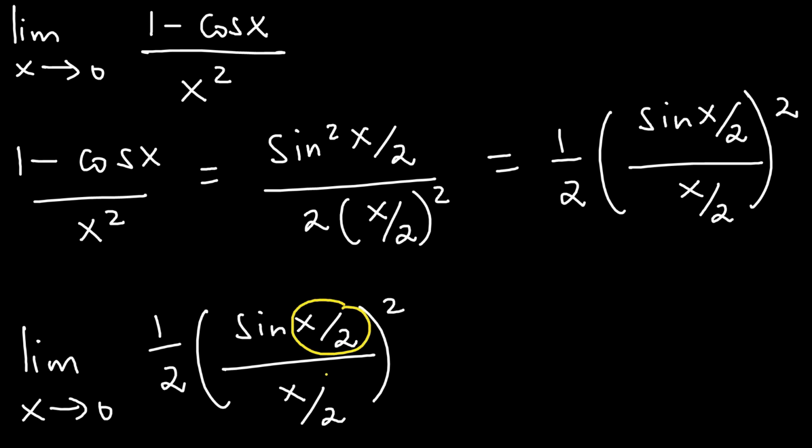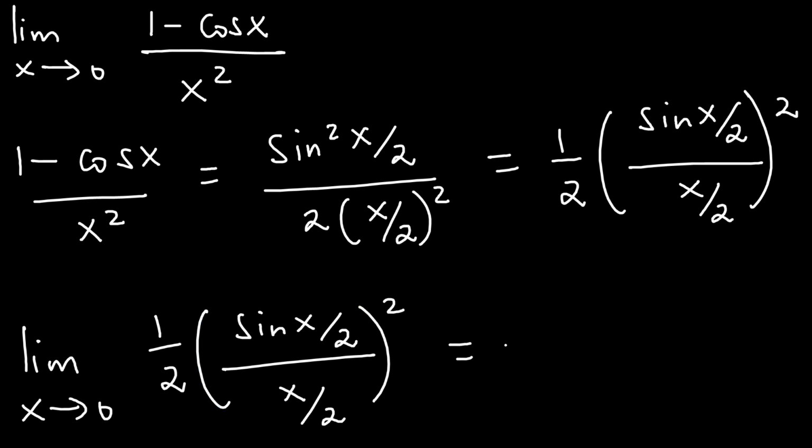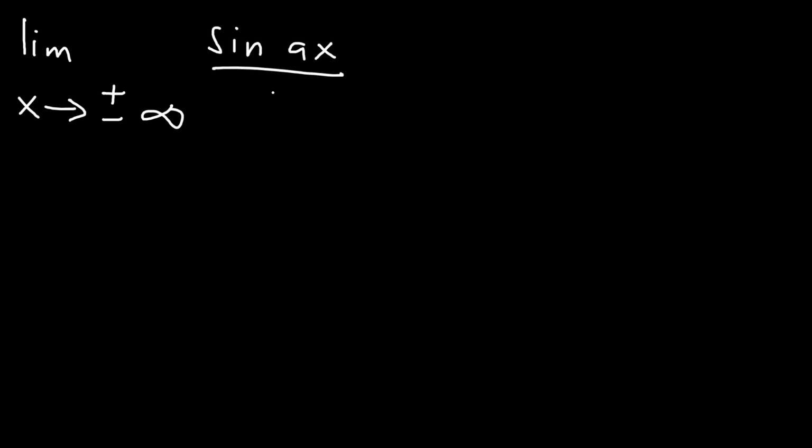Now since this is the same as this, this part will be equal to 1. So this will be equal to 1 divided by 2 times 1 raised to the power of 2, which is 1 divided by 2 times 1, which is 1 divided by 2. Now let's look at some examples when x approaches infinity. Whenever you have, let's say, the limit as x approaches positive or minus infinity of sine ax divided by ax, this will always be equal to 0.